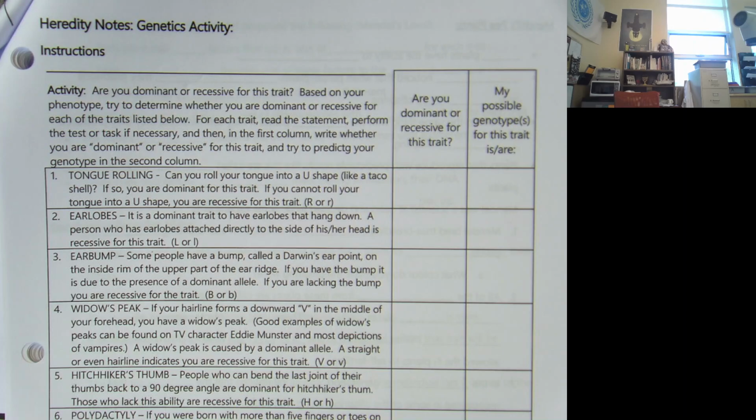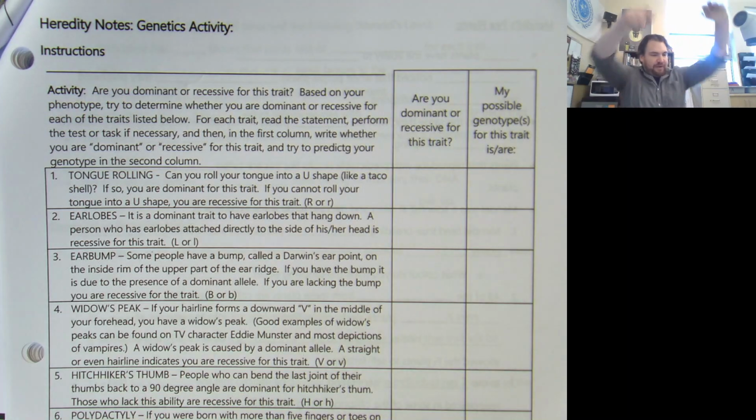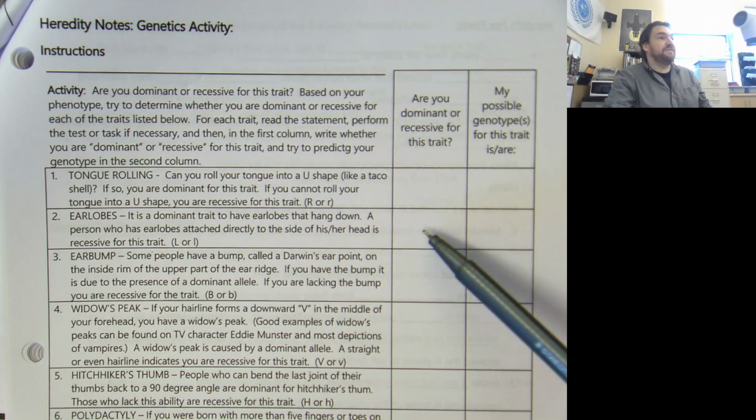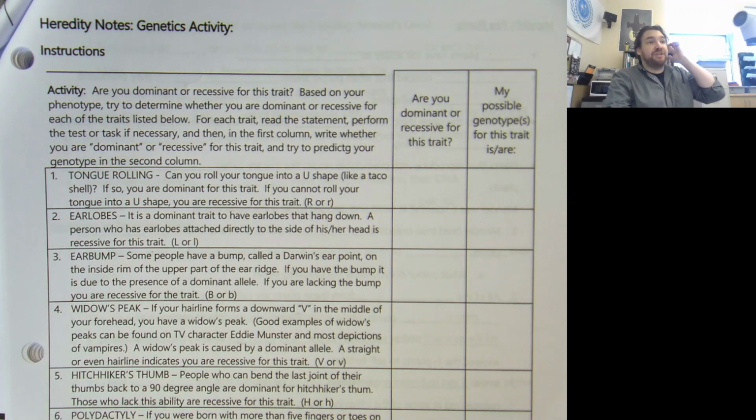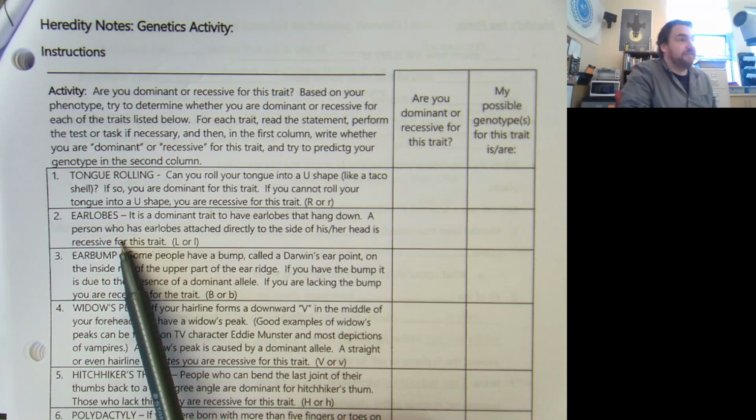It says, a person who has earlobes attached directly to the side of their head is recessive for this trait. So if yours attach directly, you are recessive. You'd write down that you are recessive in that box there. We'll talk about genotypes in a second. Ignore the second box. What, are yours attached or not? Okay, so it says here, a person whose earlobes attach directly to the side of their head is recessive.